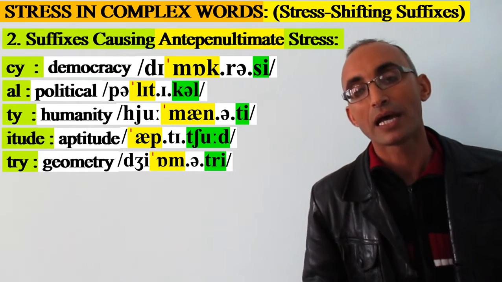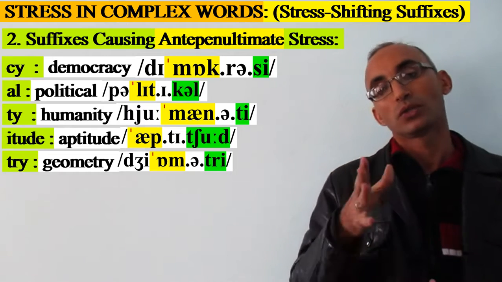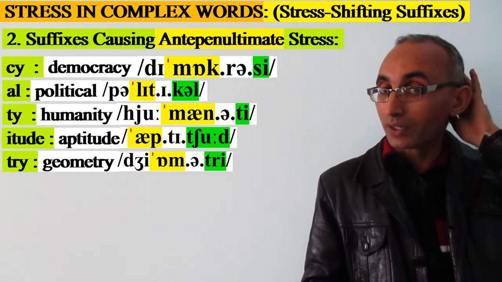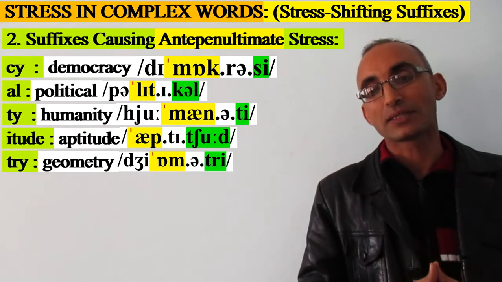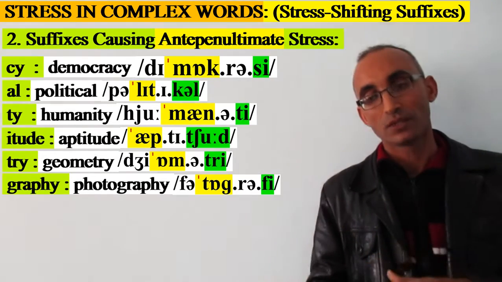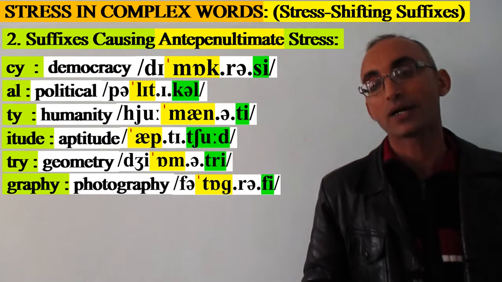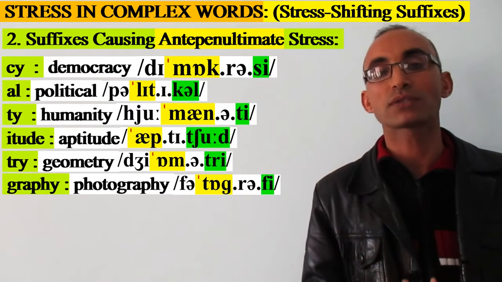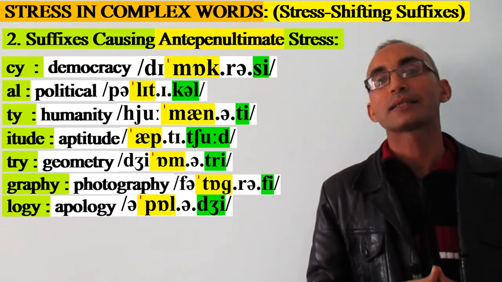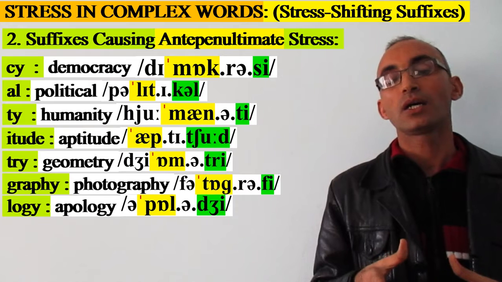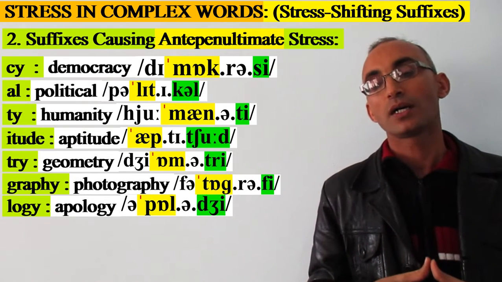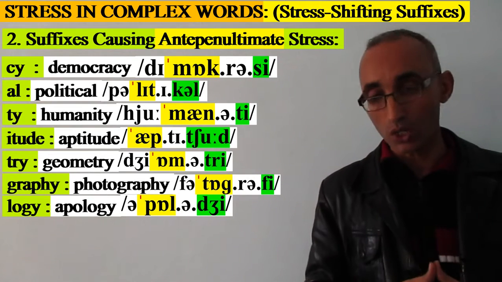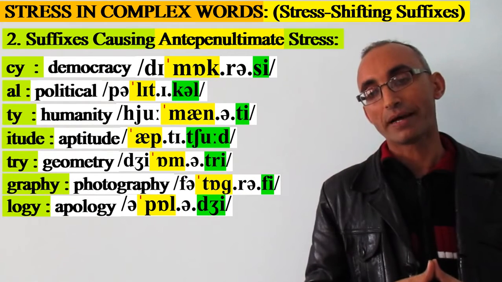Also we have -etry, like geometry, so try not stressed, me not stressed. Clear? And the third one, what we call the anti-penultimate, is stressed. O, it is O. Also -graphy, like in photography, right? So phy not stressed, gra not stressed, but to is stressed. Third from the end. Also -logy, like apology, right. Logy, gy not stressed. So here also we stress the third one from the end, right.